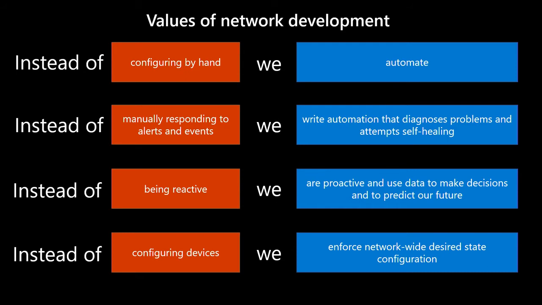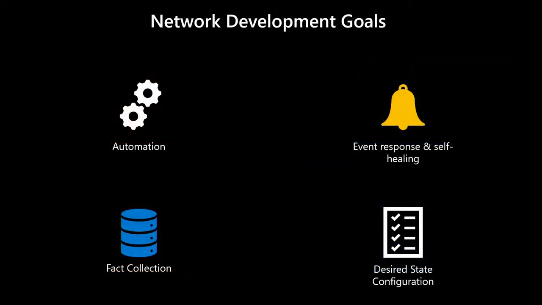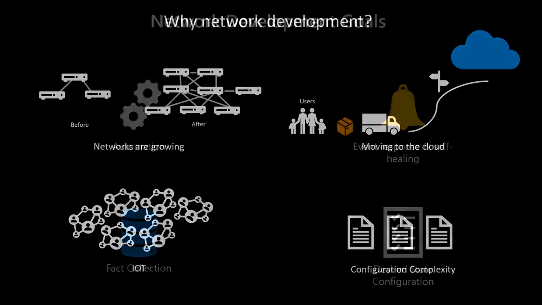And finally, instead of configuring devices, we enforce a desired state configuration. This is something that currently in the network industry there isn't a solution for, and it's something that we're working on in order to make us better, to be able to deliver features faster and to deliver at scale. Those four pillars, summarized: automation, event response and self-healing, fact collection, and desired state. This will be the common thing that we talk about today.